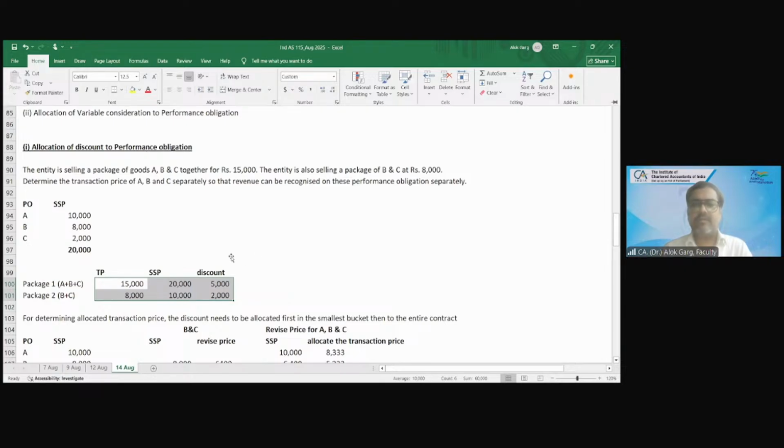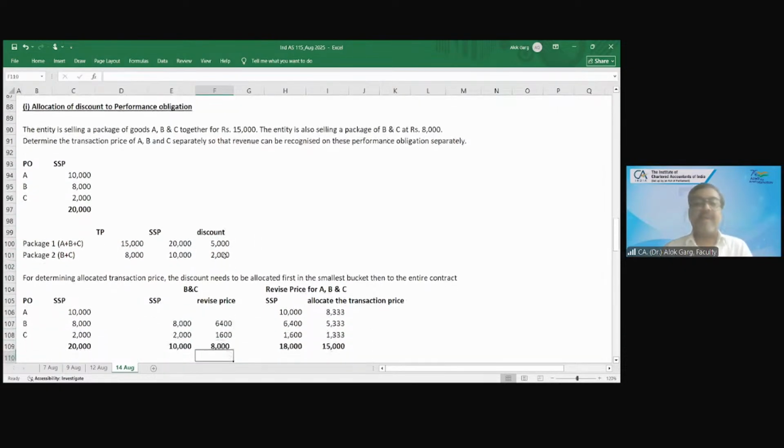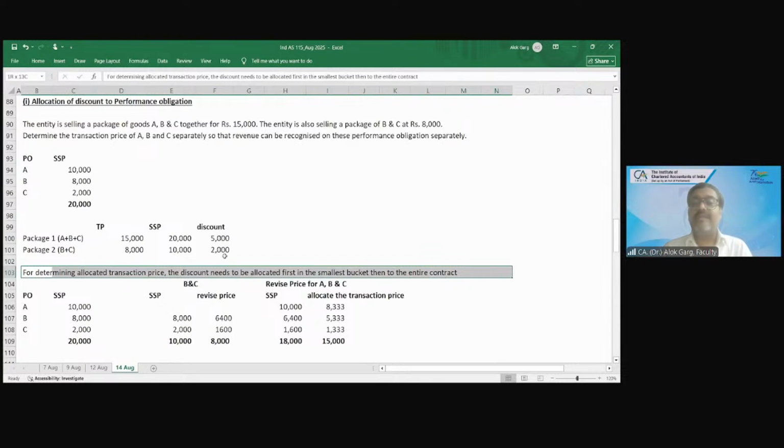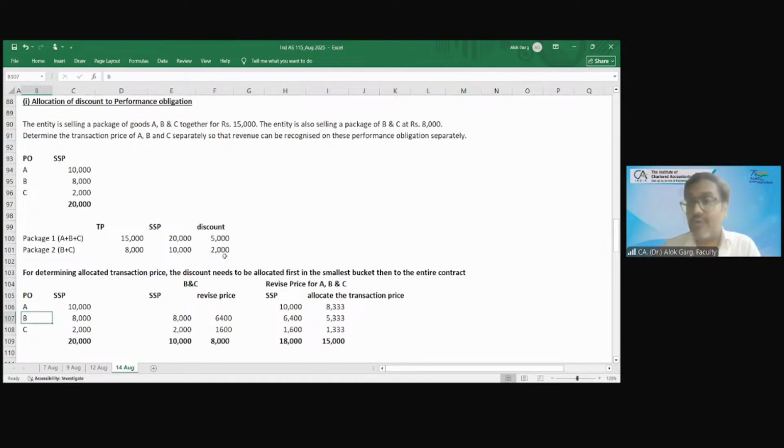So friends, for determining the allocated transaction price, the discount first needs to be allocated in the smallest bucket, then to the entire contract. Smallest bucket means bottom-up approach. So I have 3 performance obligations A, B, and C, with standalone selling prices 10, 8, and 2. First, I will compute my revised standalone selling price for B and C, whose standalone selling price is 8 and 2, 10,000.